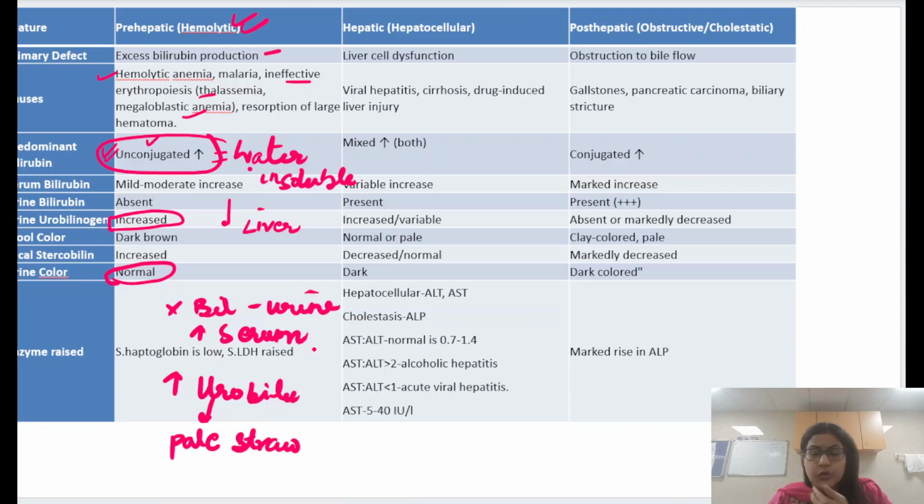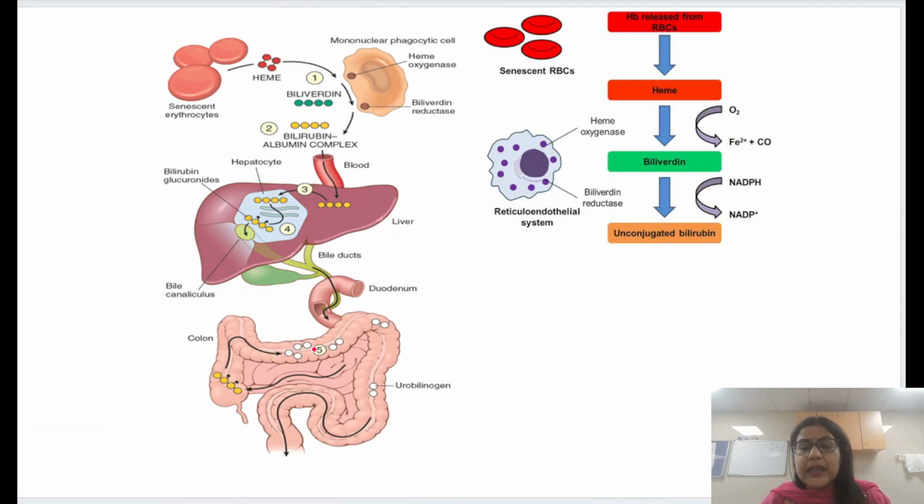So let us understand what is happening in hemolytic anemia, or whenever the RBCs are aging or getting lysed. The hemoglobin is going to release heme plus globin, okay, as all of us know.